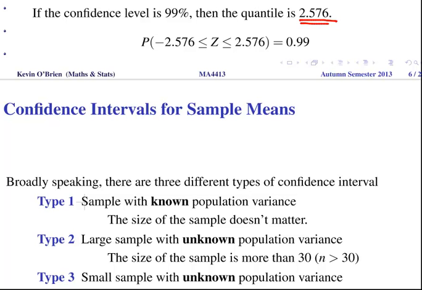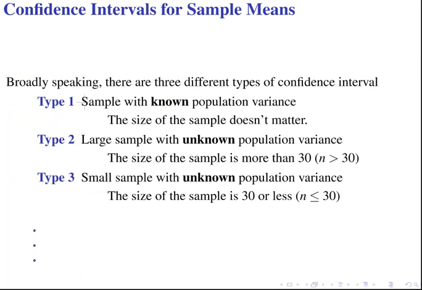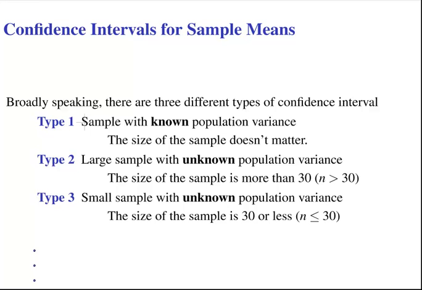Now what I'm going to do is talk about the next part, the three different types of confidence interval for a sample mean. First off, we have three different types. I'm going to call them type 1, type 2, type 3. Type 1 is known population variance, and the size of the sample doesn't matter. It's the one we'll start off with. It's not usually the most practical. Either 2 or 3 is usually what you would encounter in practice, but you'd use type 1 to ease yourself into the whole matter of confidence intervals.